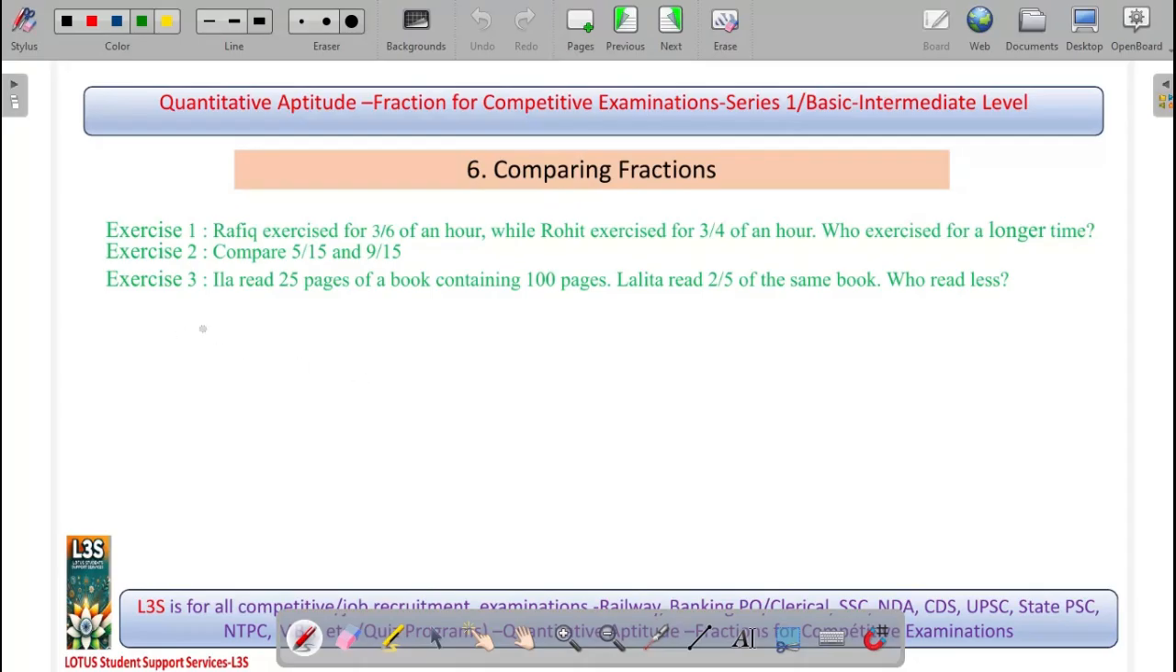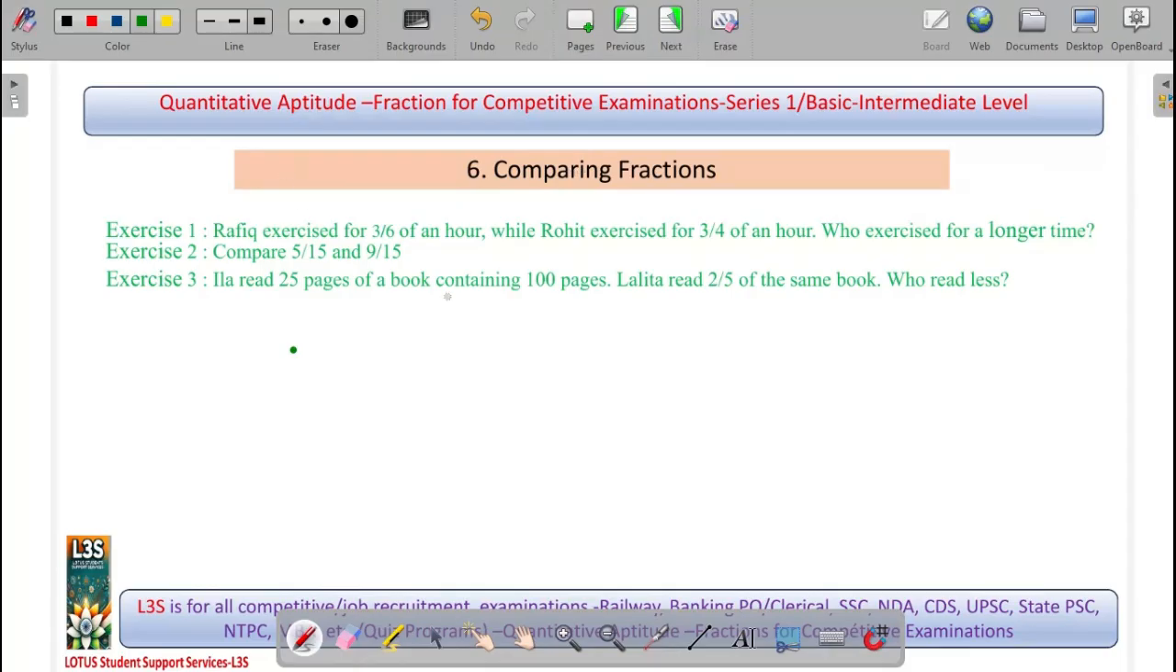Let's see the exercise. Exercise 1. Rafiq exercised for 3 by 6 of an hour, while Rohit exercised 3 by 4 of an hour. Who exercised for a longer time?